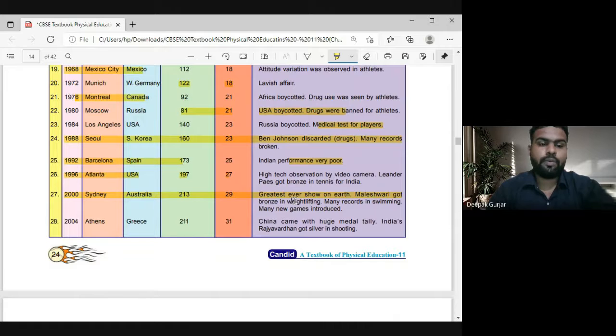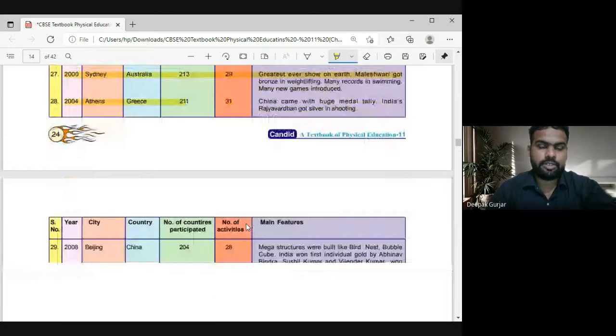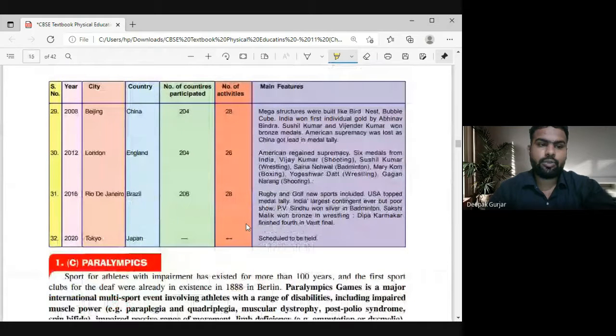In 2004, Athens, Greece, 211 countries participated and 31 activities were there. China came with a huge medal tally, Italy as well. India's Rajyavardhan Singh Rathore got silver in shooting at that time. Right, dear students?